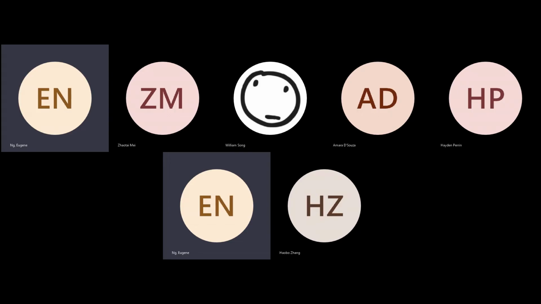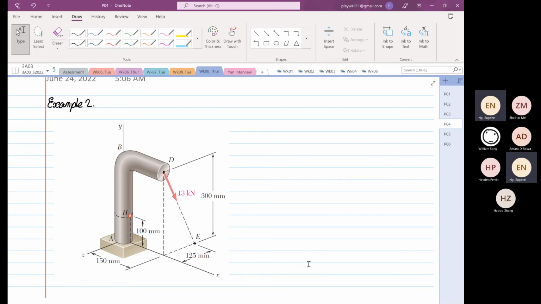An interesting problem. And why is it interesting? Because it has a torque. In the previous example, there's no torque. This example has a torque. So we were asked again to find the principal stresses.